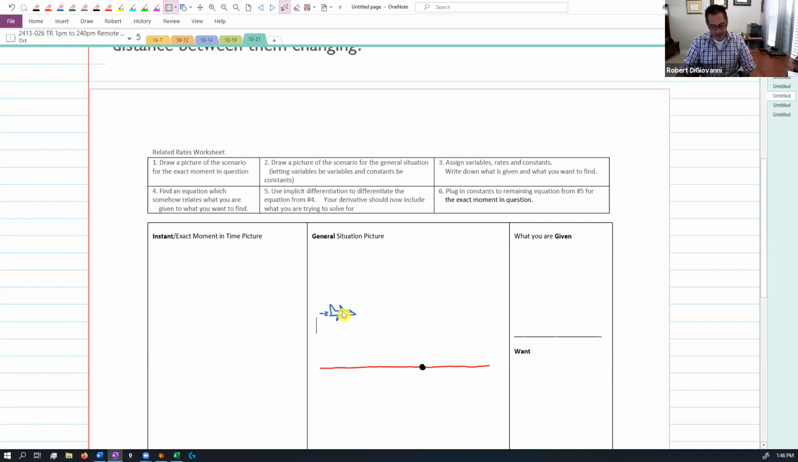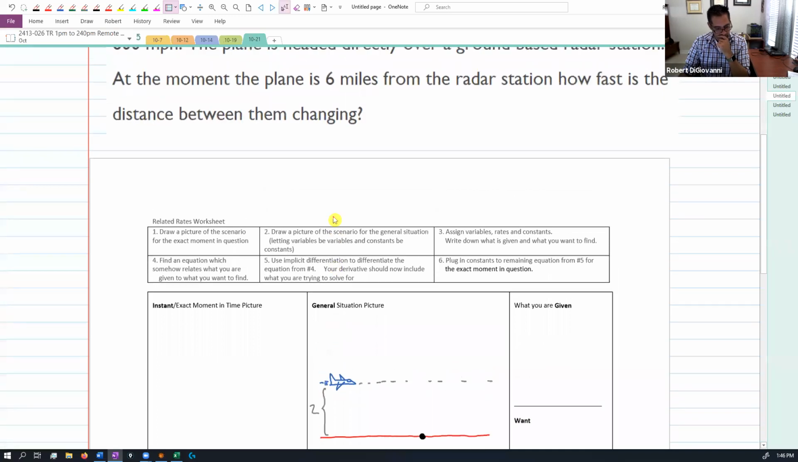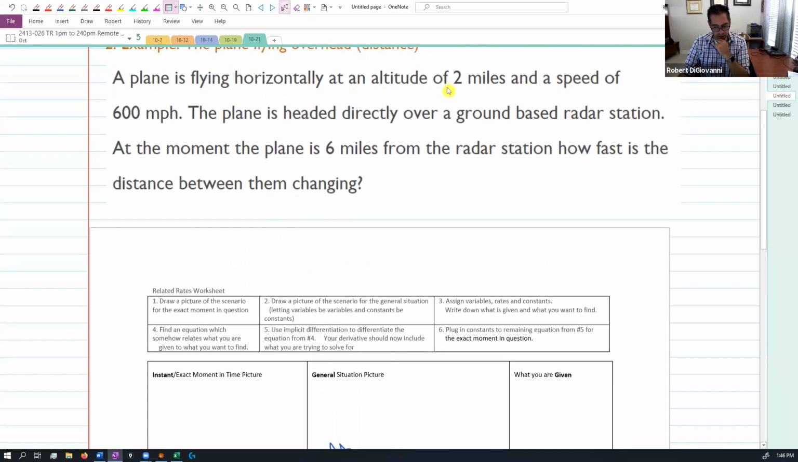So there's my plane, right? And it's traveling horizontally. I'm not going to draw a line, but just to give a flavor, it's traveling in a straight line horizontally across. And one thing I can say about it is that this altitude is 2 miles, and that's never changing, right? That 2 miles is fixed. No matter where the plane is, it's 2 miles high. Okay, what else? The plane is flying horizontally. It's 2 miles high. It's flying over this radar on the ground.